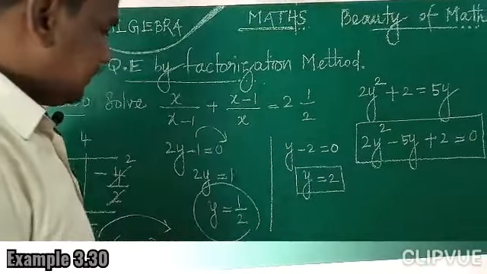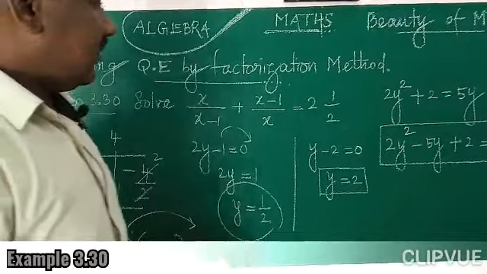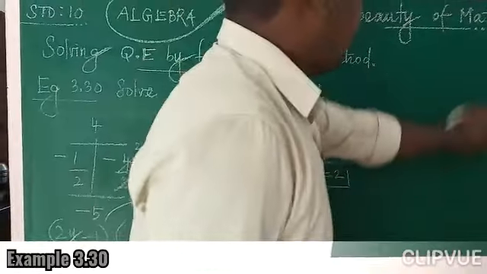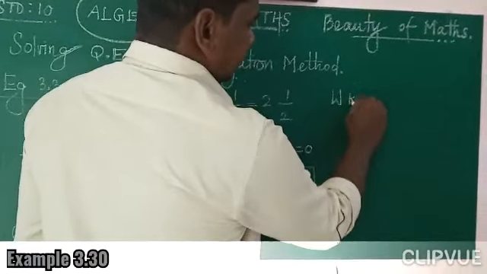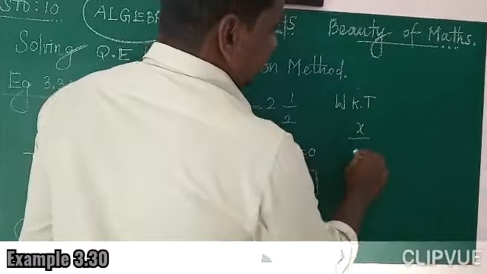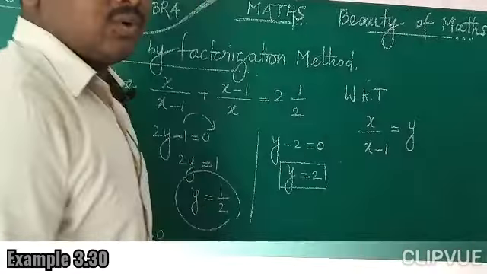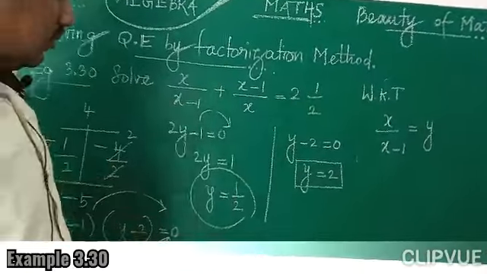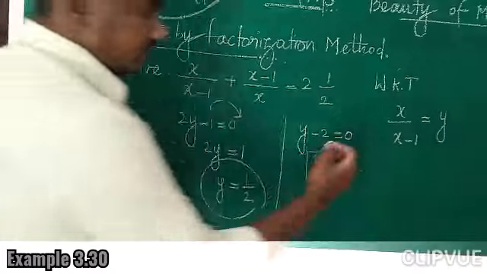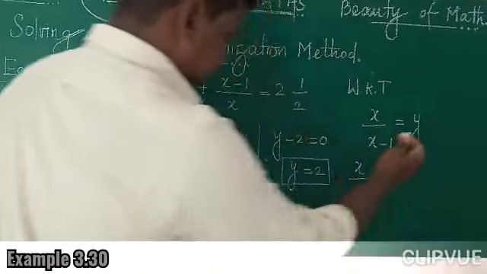I hope you understand this. Actually, we are going to find the value of x, not the y value. So, we know that x by x minus 1 is equal to y. x by x minus 1 is equal to y. Yes, we took already x by x minus 1 equal to y. So, y value is 1 by 2. So, x by x minus 1 is equal to, what is the value of y?